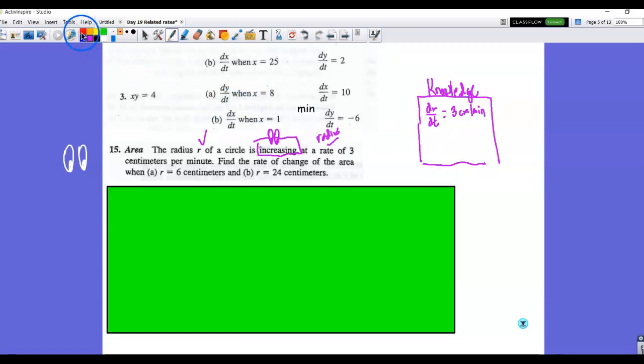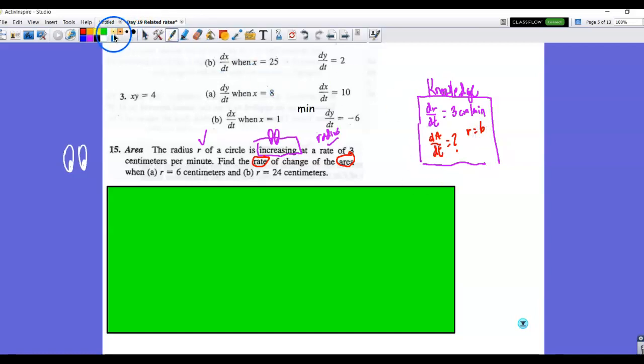All right, let's keep reading and see what we're supposed to do. Find the rate of change of area. So we want the rate of area. How do we denote that? The rate of change of area with respect to time. So that's what I want to know. And then I know that r is equal to, we'll start out with r equal to 6 centimeters.